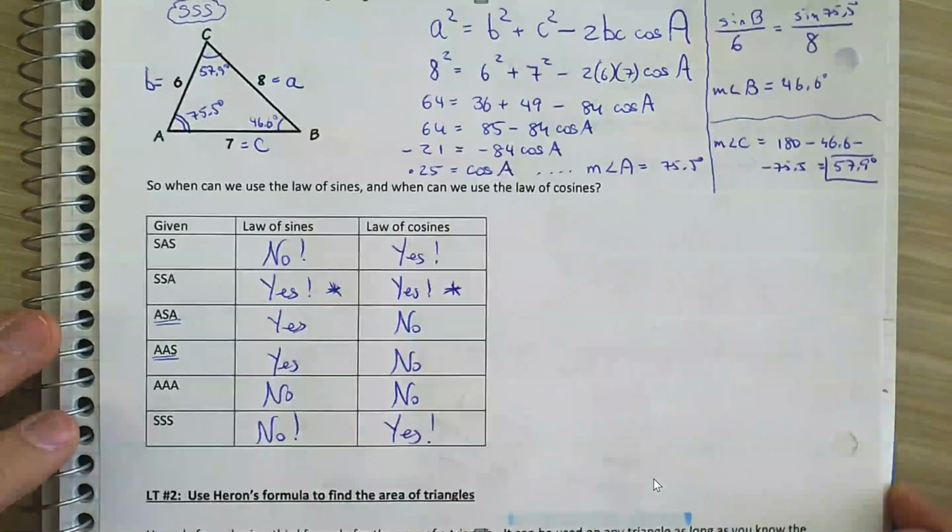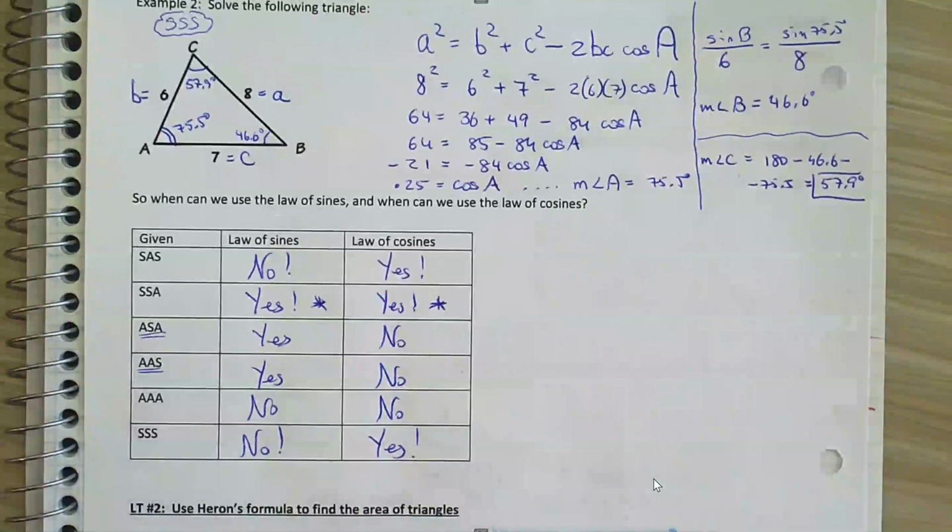So there you go. That is how you use the law of cosines. In the next lesson, we're going to look at Heron's formula for finding the area of a triangle. And for now, that's it.